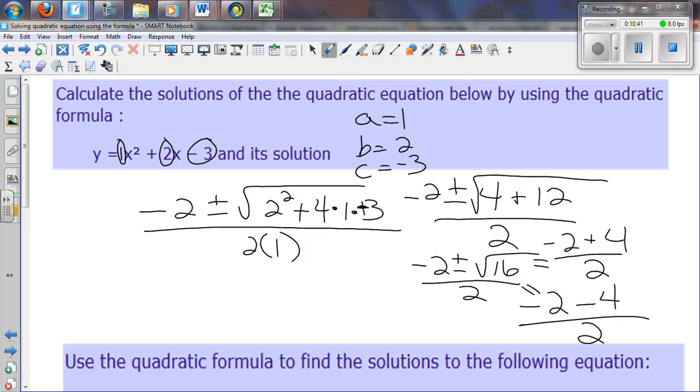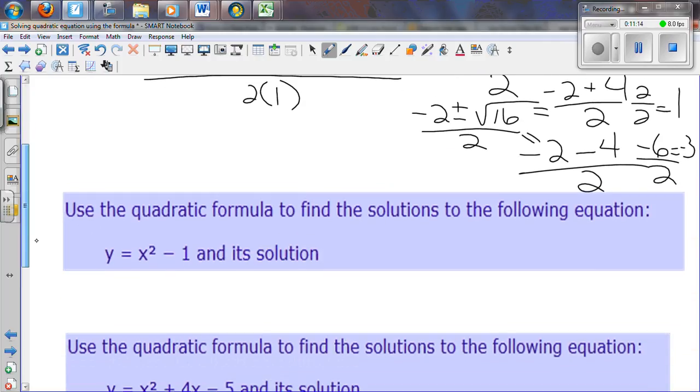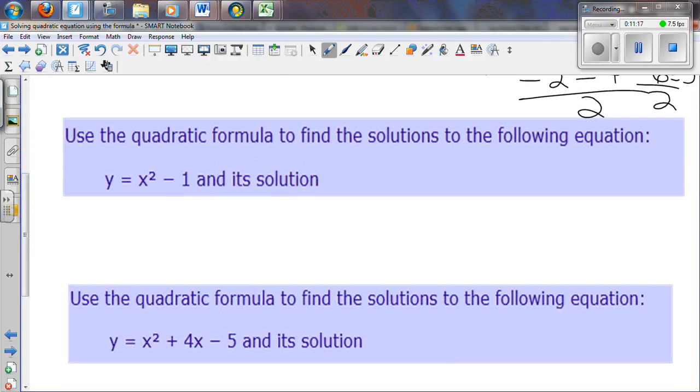So we actually get two answers when we do this. 4 minus 2 is 2, and 2 over 2 equals 1. So x can equal 1. Or it can equal negative 2 minus 4, which is negative 6, divided by 2, which is negative 3. So our answers can be 1 or negative 3. And if you factored this one, you would find that same exact thing. So we can do this by factoring. So, a couple more of these.